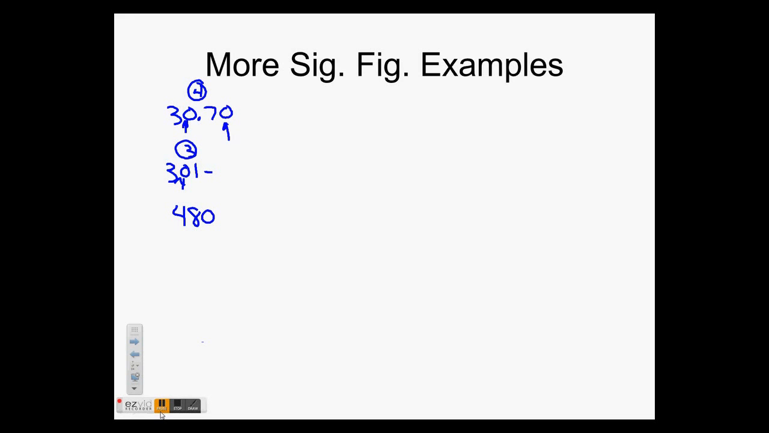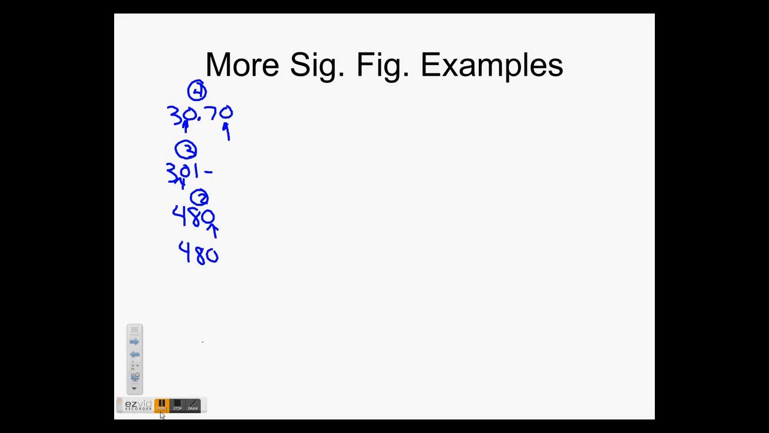480? The 4 and the 8 count, obviously. What about the 0? Is it to the right of a digit? Yes. Is it to the right of the decimal, though? No. It's just a placeholder, so that's that 4th rule. So 480 only has 2 significant digits.